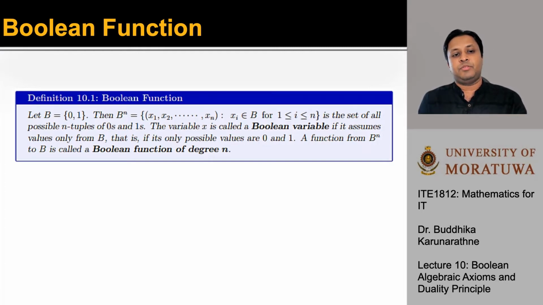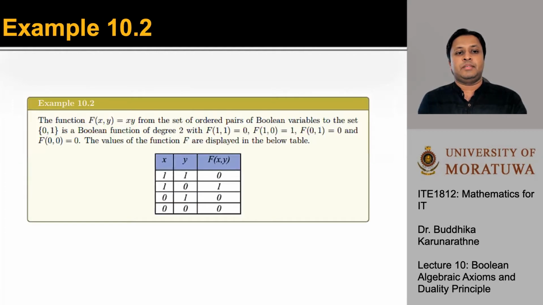So a function from B to the power n to B is called a Boolean function of degree n. That's how we define a Boolean function. So that covers the definitions of a Boolean variable, a Boolean function, as well as the degree of a Boolean function.